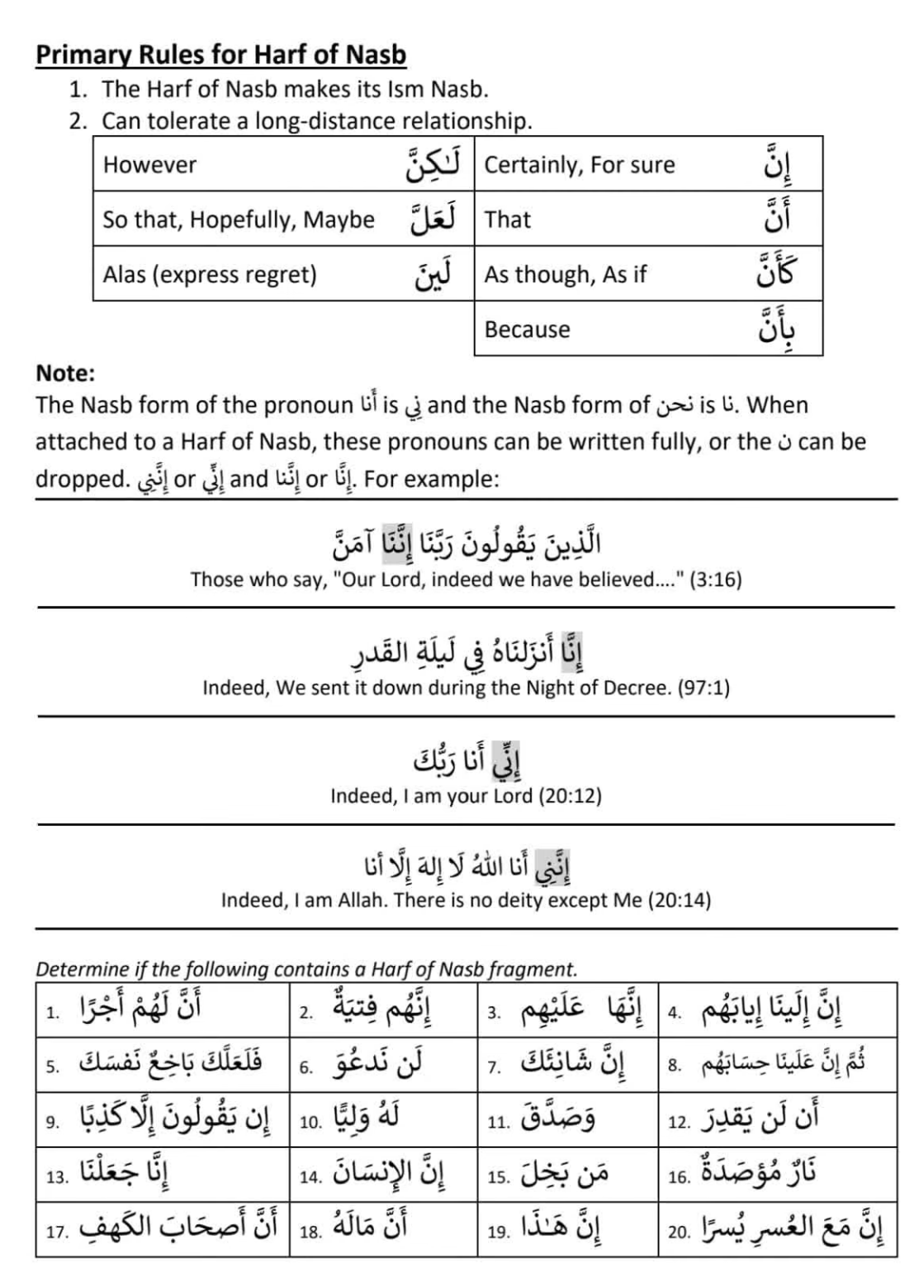A similar concept is that there are some harf we call harf of nasb that will make the next word nasb. Simple as that. So what are those words? Those words are inna, anna, kanna, bianna, leita, lakinna, lalla.